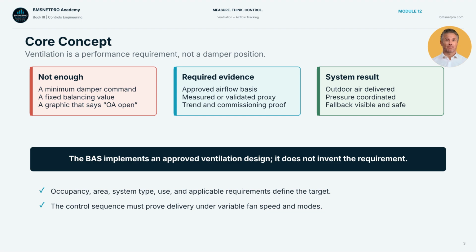The core concept is that ventilation is a performance requirement. A minimum damper position may be part of a strategy, but it is not universal proof of outdoor airflow. Actual airflow changes with fan speed, wind, filters, duct pressure, damper characteristics, and system mode. The BAS implements the approved design. It should show the ventilation basis, the measured or calculated value, the current set point, and the fallback state when measurement or demand information is not trustworthy.